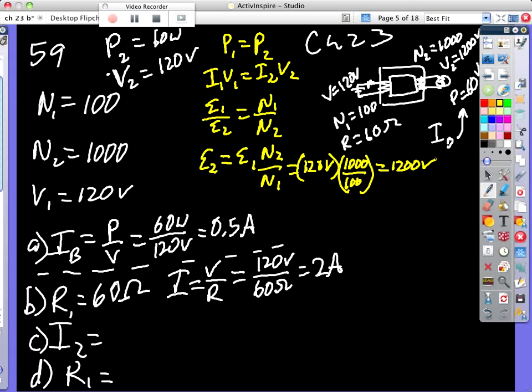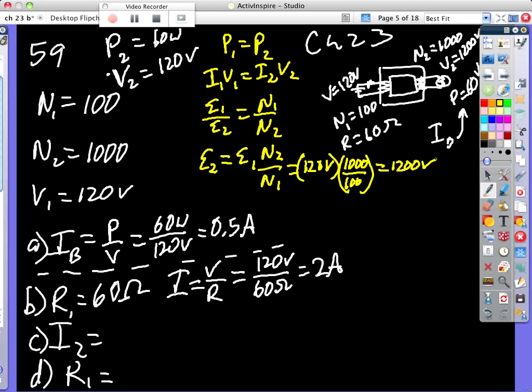Okay, so now we know that this new thing is going to have 1,200 volts, but we need to know the current. Do you see the equation that I use? If I know the voltage in the new one, and I know the current and the voltage in the old one, what do I use to find the new current? There you go.